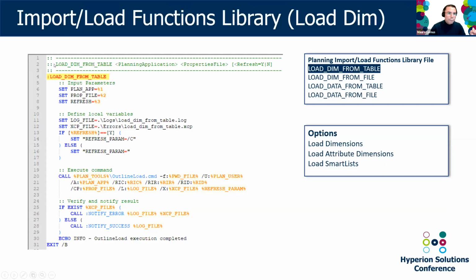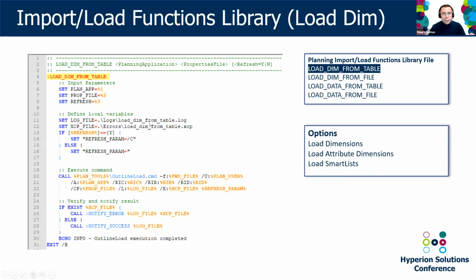Here, for example, for this task, we identified that we only need 2 parameters: the planning application we are working on, the property files, and an optional parameter that indicates if we need to refresh the outline or not after the data load is completed.